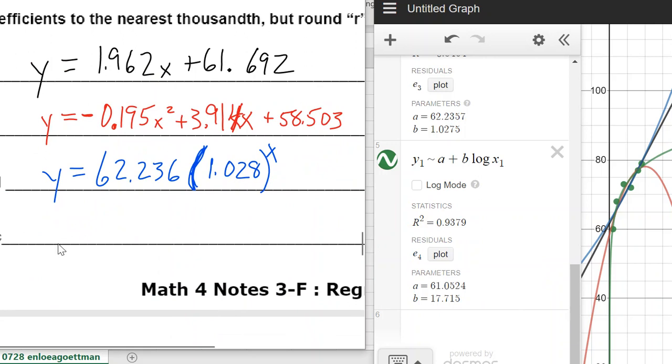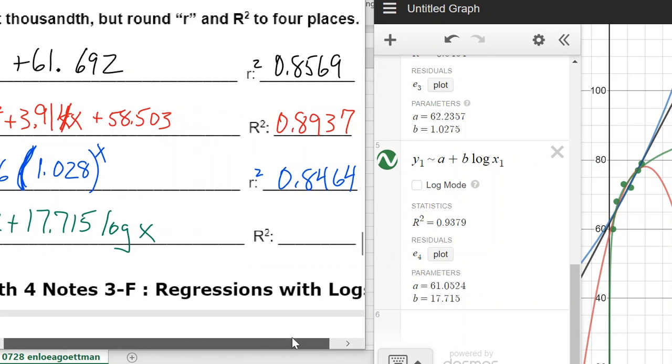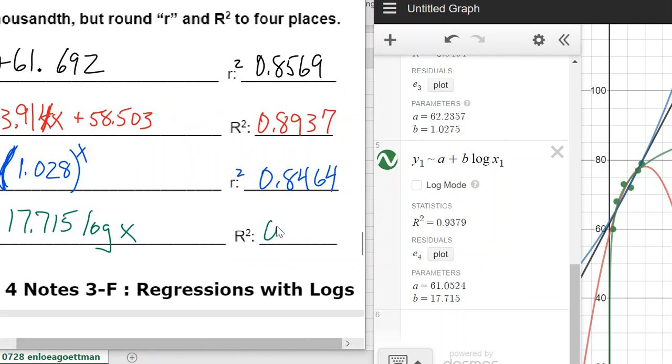And then lastly, it'll be in green. We'll write y equals the first one, 0.52 plus 17.715 log x. And our r squared value is going to turn out to be 0.9379. So it actually sounds like our log is the best fit.